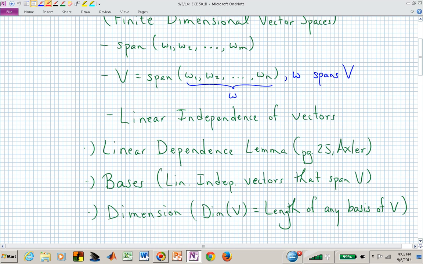We will then be able to introduce dimension. What does it mean to say, oh, this vector space has dimension little n? That dimension of the vector space, dim of V, is really just the length, or how many vectors it takes to form a basis of that vector space. Those are the concepts we want to talk about today.